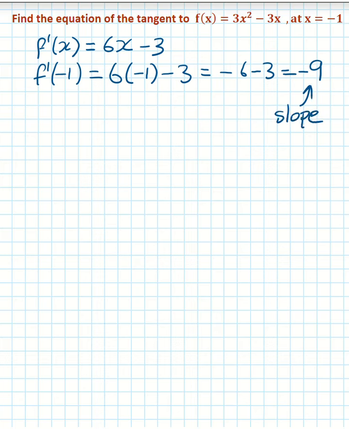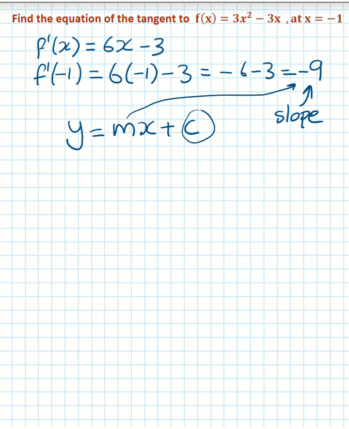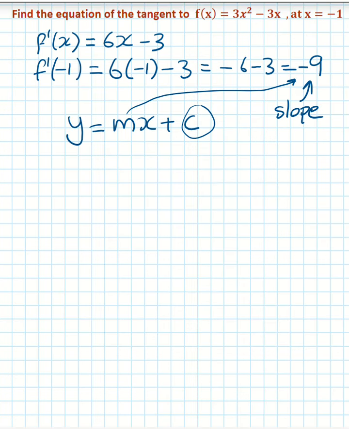Now we need to find out the equation of the tangent. So we have the general equation of the line, which is y equals mx plus c. We already found the slope. We need to find out the value of c. So what we're going to do is substitute the values of y and x into the equation with the value of the slope to find out the value of c.